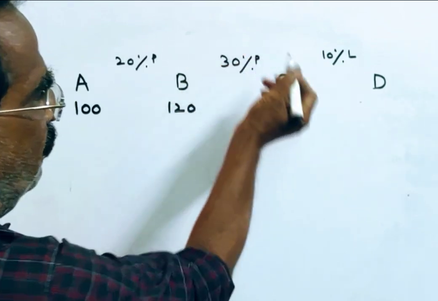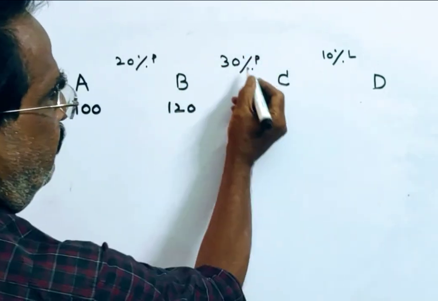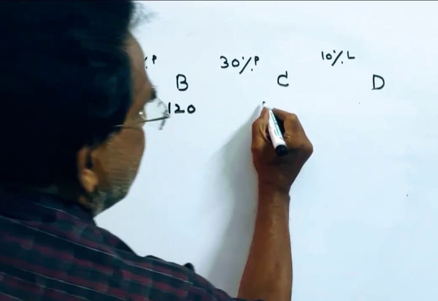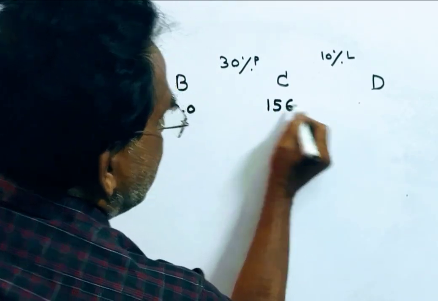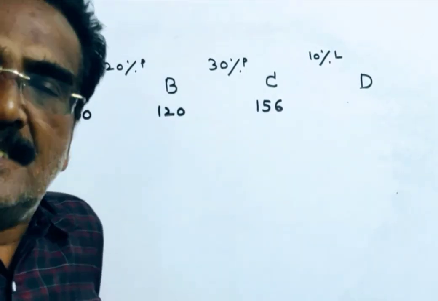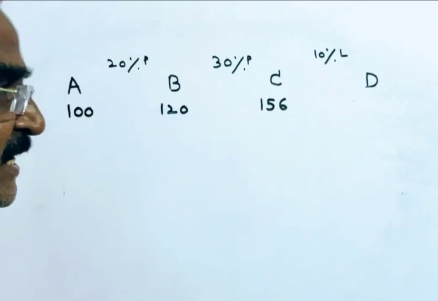Friends, B sold the watch to C at 30% profit. 30% of 120 is 36 rupees. 120 plus 36 is 156. So B sold the watch to C for 156 rupees. This 156 is the cost price for C.